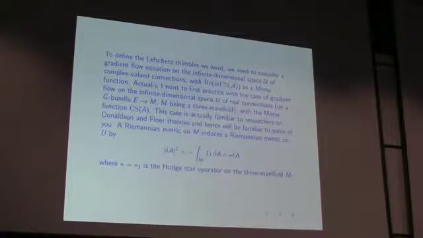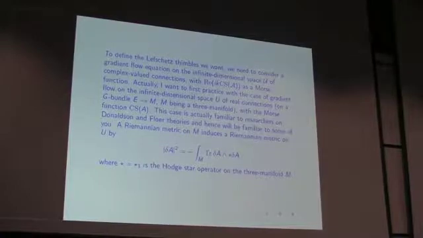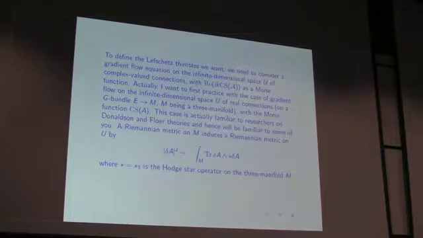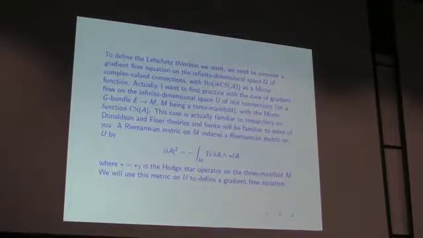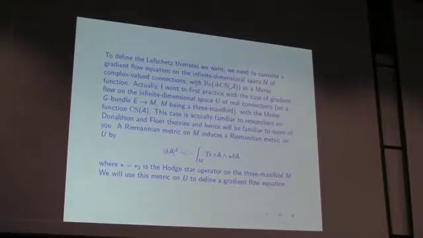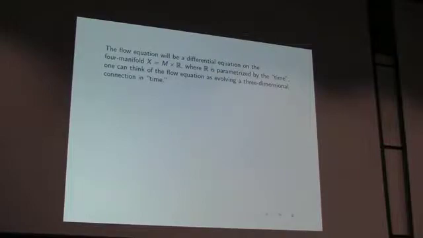Well, first, to define gradient flow, we need a Riemannian metric. So we pick a Riemannian metric on the three-manifold M, and that gives a Riemannian metric on the space of connections by this formula for the norm of a small variation delta A of a connection. So since we have a metric on the space of connections, and we also have a Morse function on the space of connections, namely the Chern-Simons function, we can define a gradient flow equation.